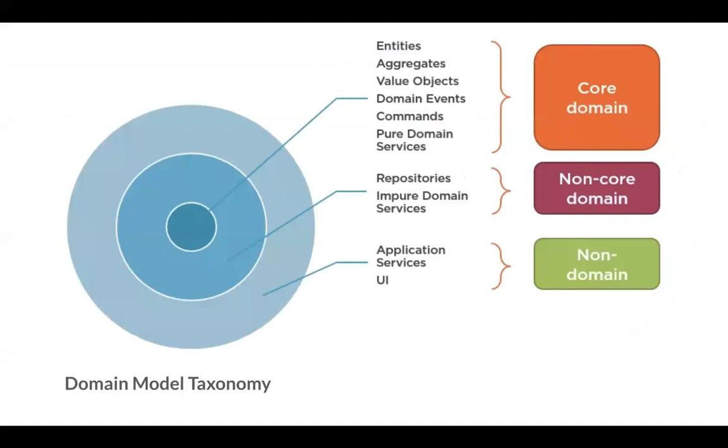Okay, here's another type of diagram that might help you out a little bit, and it shows a little bit of the taxonomy when it comes to this model.